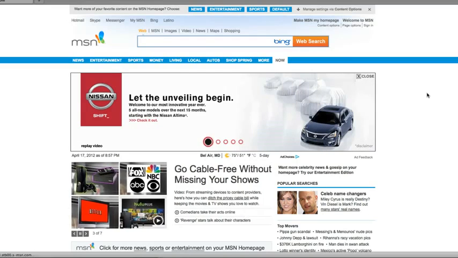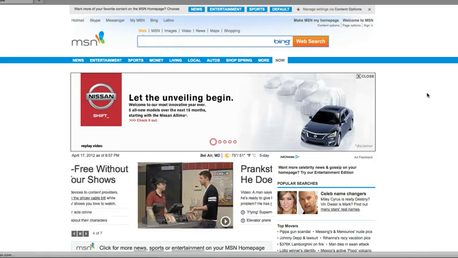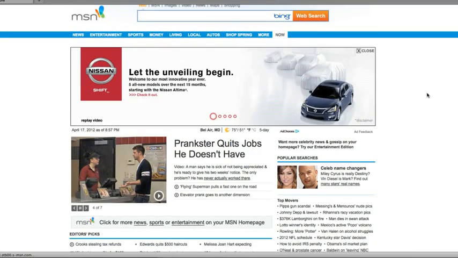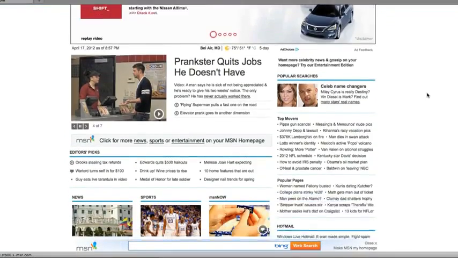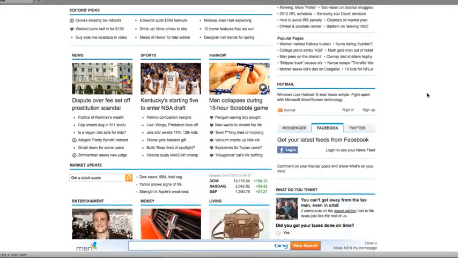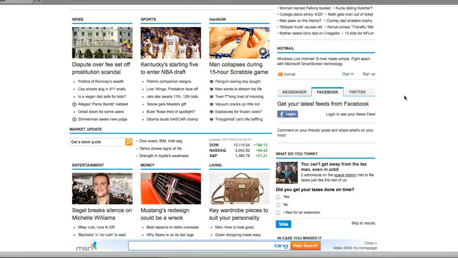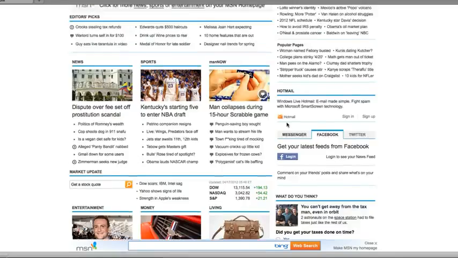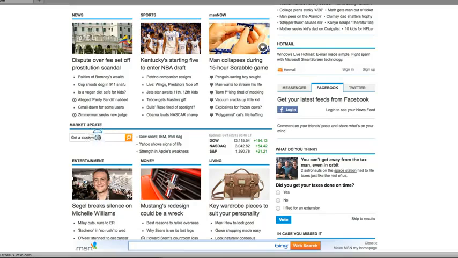I'm not using MSN for any particular reason. I just know where the terminology is, and it's easy for me to find it quickly. So that's why I'm using MSN, but you could use Google or any other site. This will help you find some of the terminology that we've been talking about in the first 4 lessons. So in order to do that, you go about halfway down the page and click right in here where it says Market Update.